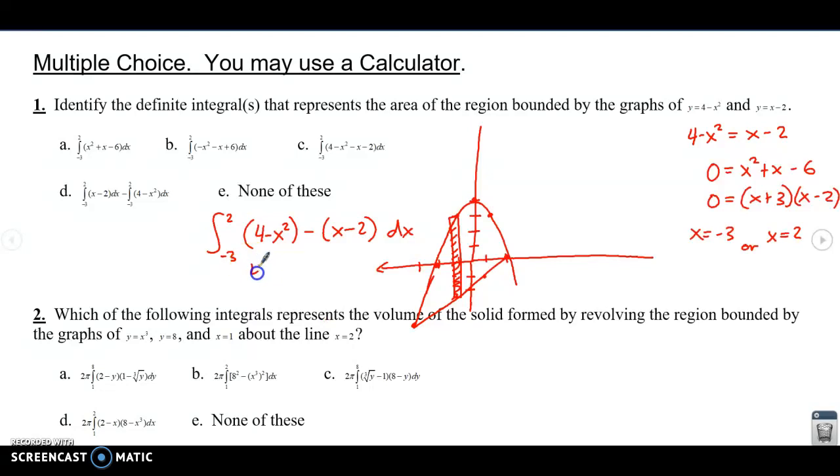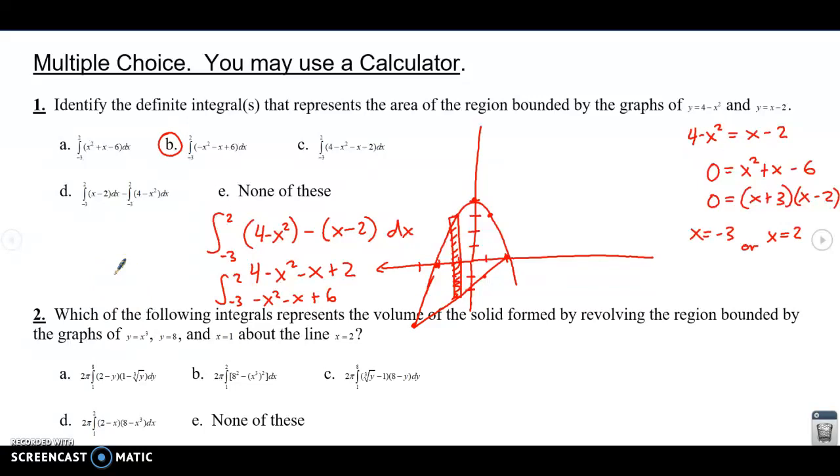So if I distribute here, I get 4 minus x squared minus x plus 2. Now I could simplify that, with bounds from negative 3 to 2. It looks like negative x squared minus x plus 6. Anything pop out to you? Should be choice B. Not too shabby. Let's move on to the next question, number 2.